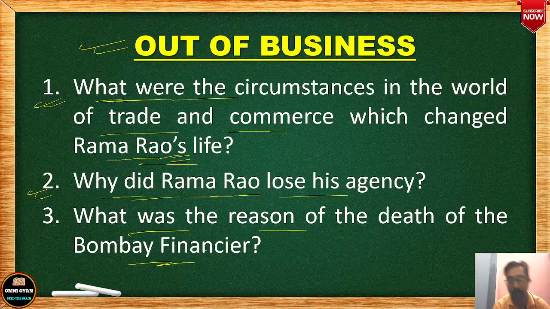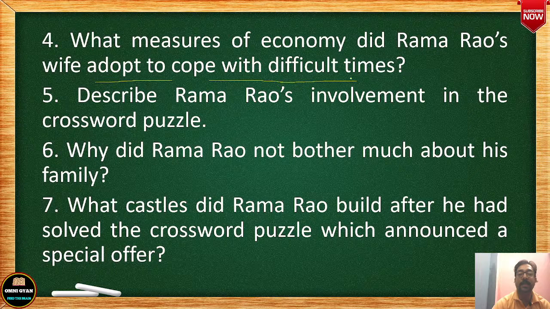What measures of economy did Rama Rao's wife adopt to cope with difficult times? Actually, Rama Rao was having a very difficult time. All his money was lost. His agency had gone. He had no income. Whatever savings was there in the bank was melting very fast. So Rama Rao's wife had to withdraw her children from expensive nursery school, and send the children to the government primary school. And then even the cook also. Rama Rao's wife herself now started cooking. All their servants were sent away.